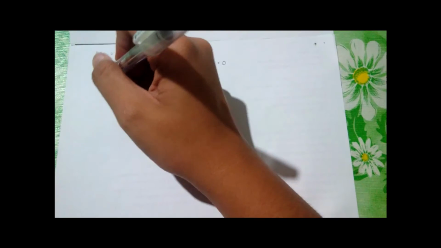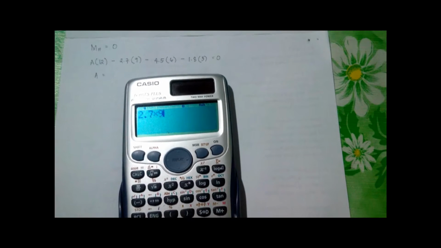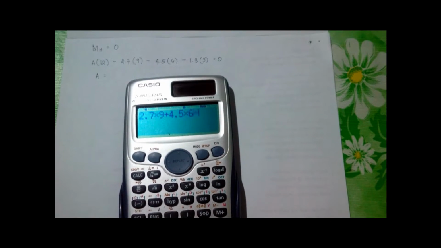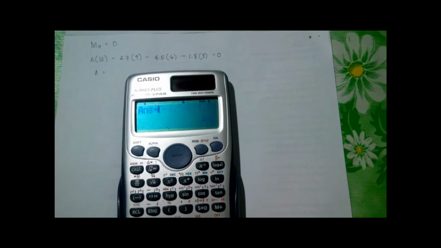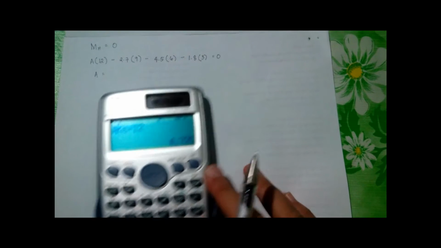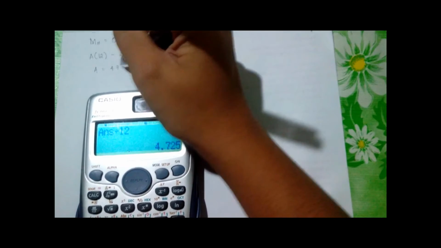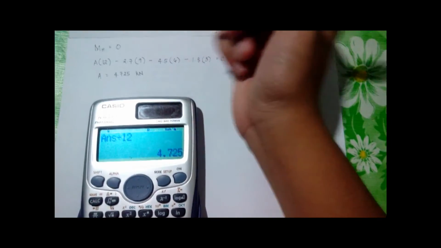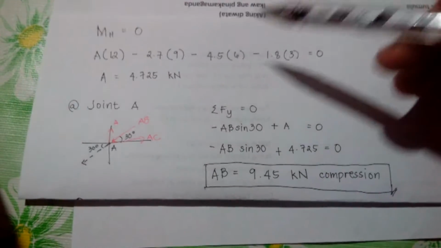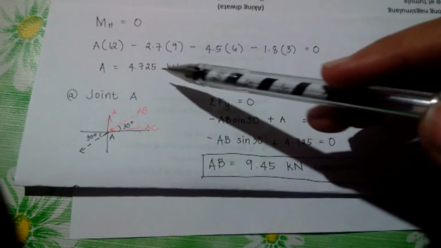So force A is equal to 4.725 kilonewton. So after getting the moment at joint H, you can solve for the force at A.